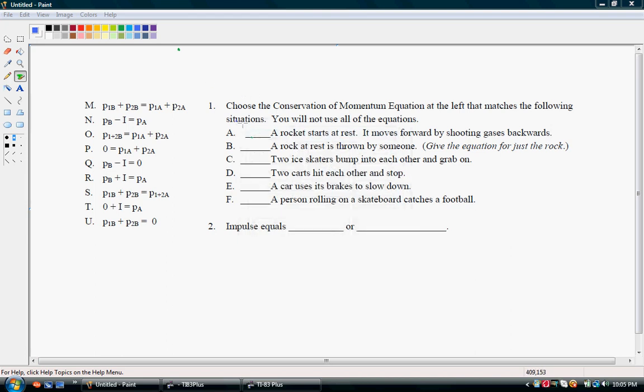Okay, so here we're asked to choose the conservation of momentum equation at the left that matches the following situations on the right. And we're not going to use all of the equations. You'll notice we have 6 different situations and a lot more equations.